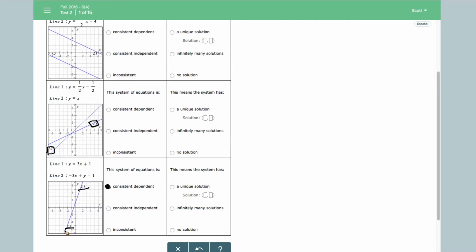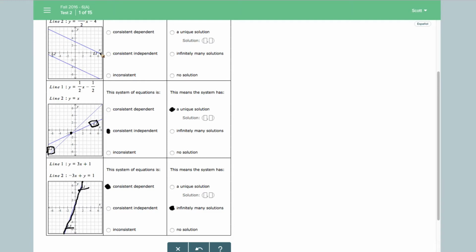And if you look, they don't just meet once, like in the second one here, they meet on every single piece of that line. That means that they are all the common answers, or there are infinitely many solutions. That means that no matter what decimal, fraction, or whole number I put in, it's going to be the same answer for both lines because they're the same line.